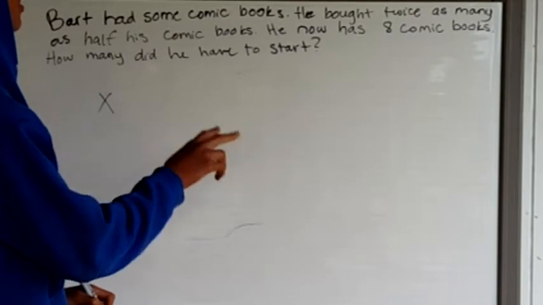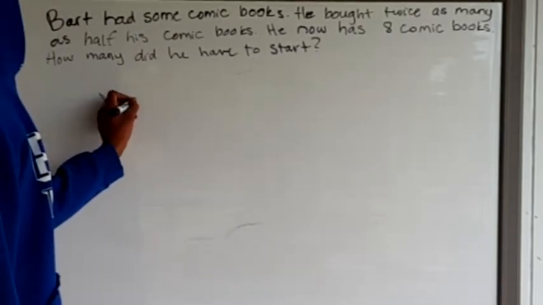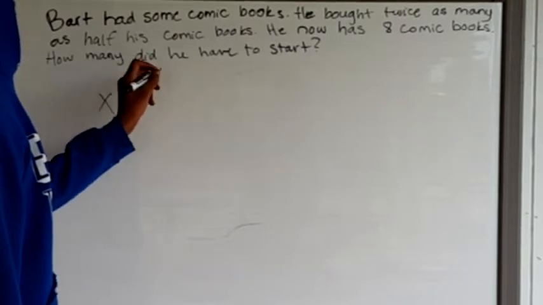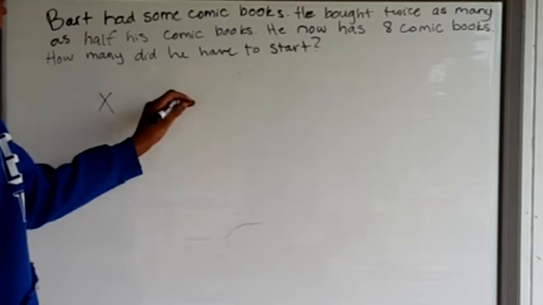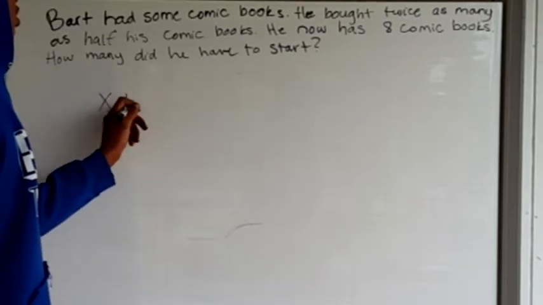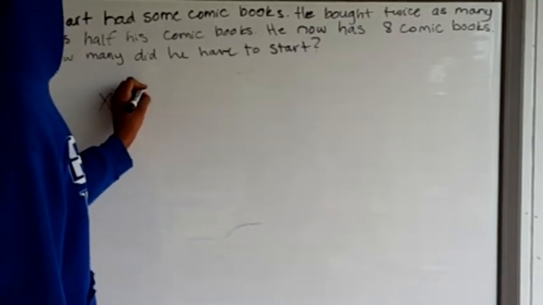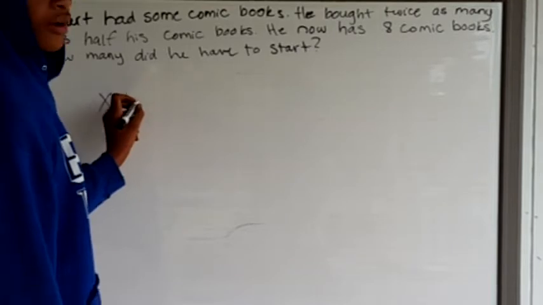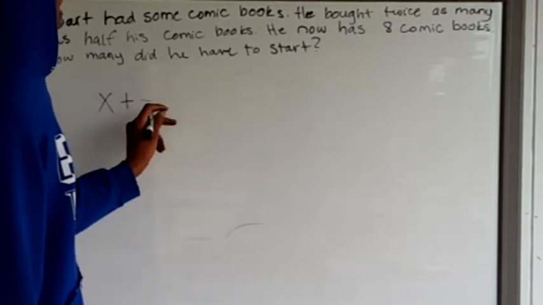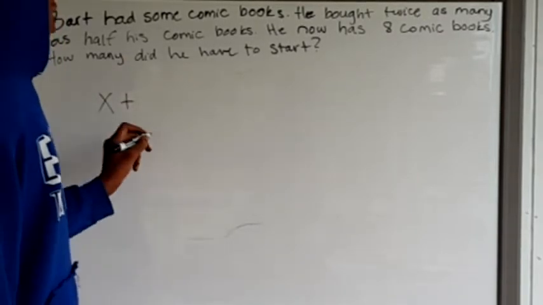He bought twice as many. Take it one part at a time. He bought, so we know we're adding. Twice as many, so we know we're multiplying. Half of his comic books. No, he bought twice as many as half of his comic books. I said take it one step at a time.